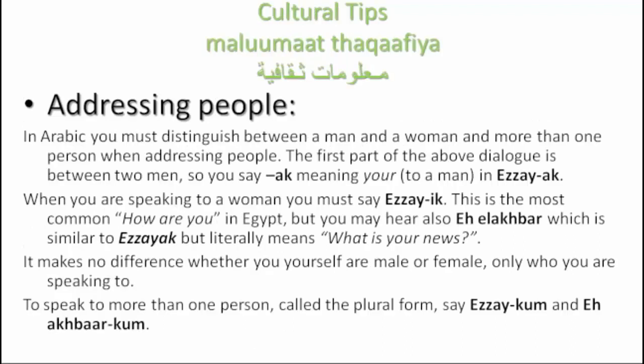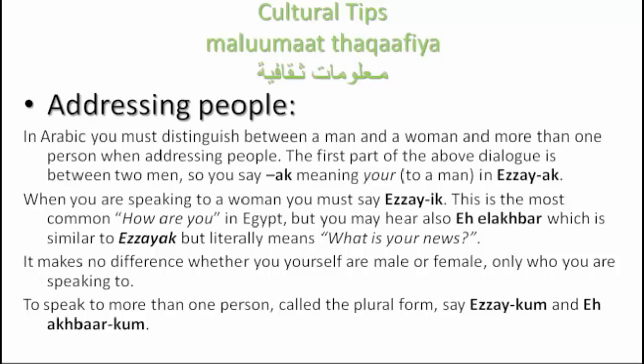Then we come to cultural tips. In this part we discuss the cultural aspect of Egyptian Arabic or Egyptian culture. We discuss here the cultural notes associated with the dialogues that we have just discussed. In Arabic, you must distinguish between a man and a woman and more than one person when addressing people. The first part of the above dialogue is between two men, so you say ak, meaning you're, to a man in zayak.